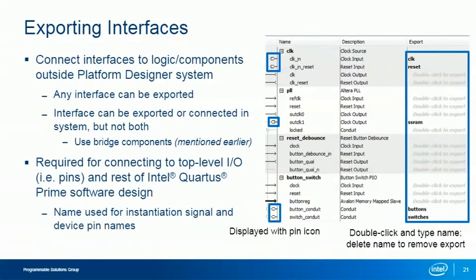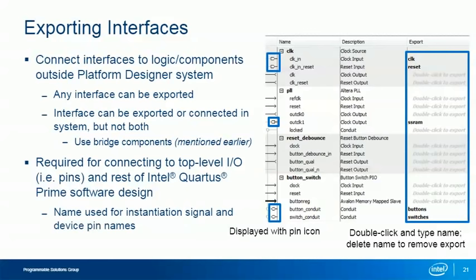device I/O pins. To export an interface, in the System Contents tab, double-click in the Export column for the interface you want to export. A default name will appear in the form of component instance name _ interface name. You can customize the name if you want. The name will be used for instantiating the system design or for making assignments to I/O pins in the Pin Planner or Assignment Editor.